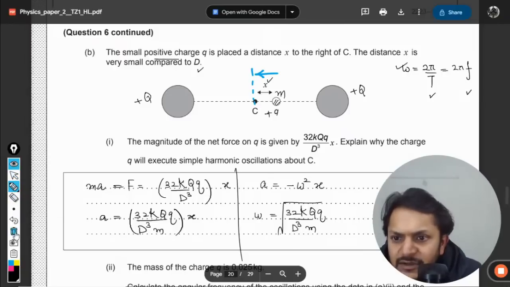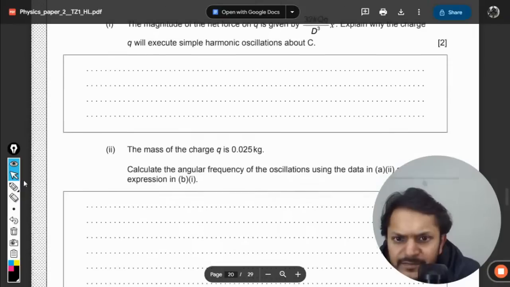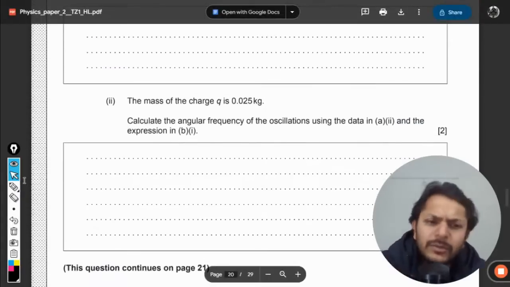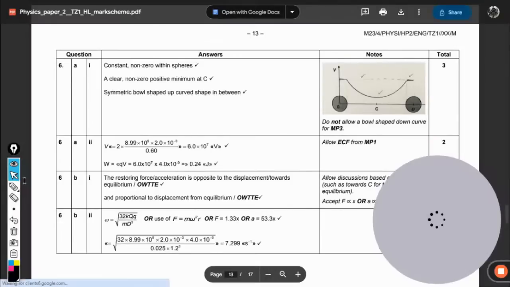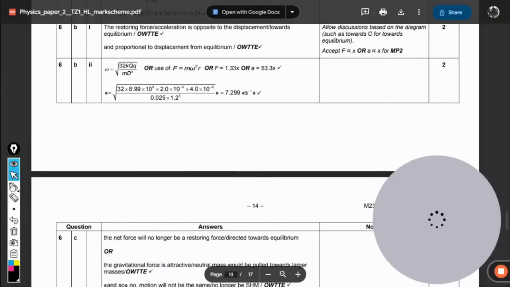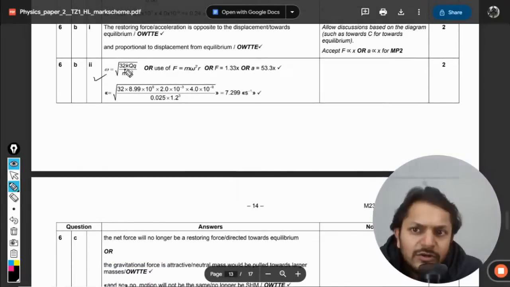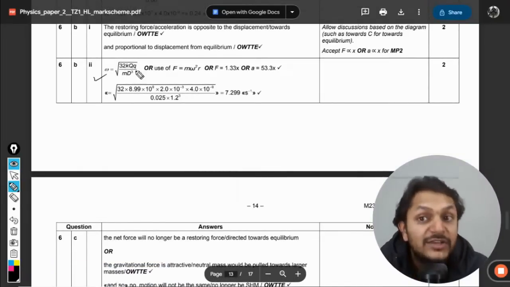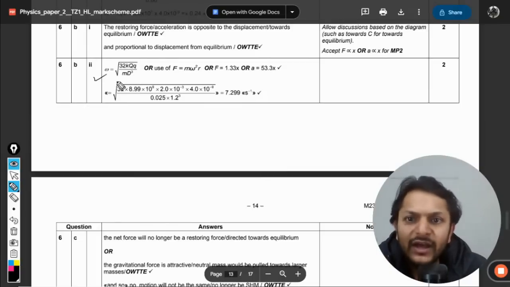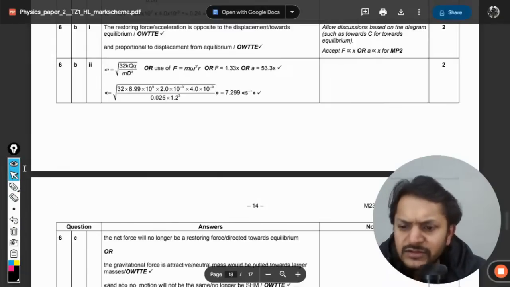Let us see what is the answer given. Calculate the angular frequency. Okay, so we will not be calculating. I will be showing you the marking scheme now. Clearly, they have done the same thing. You see, omega is equal to the square root of 32kQq divided by md cubed, and I told you to do the same thing. So omega is there, and what else were you supposed to find? Just a moment.